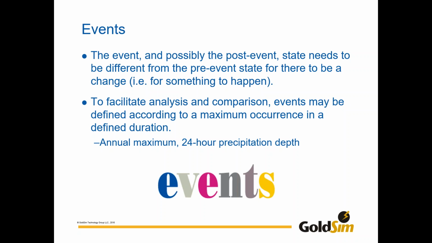And sometimes, to make things easier on us when we're analyzing events, we choose to categorize things to make an event category. An example of this would be the annual maximum 24-hour precipitation depth. That would be a category because it's the depth over 24 hours, not necessarily the depth from 24 hours of continuous rain.